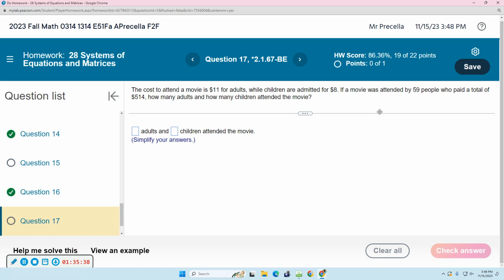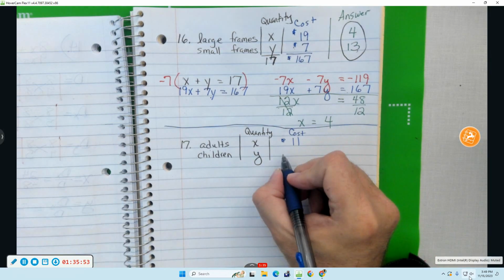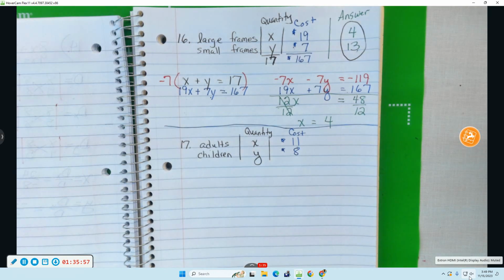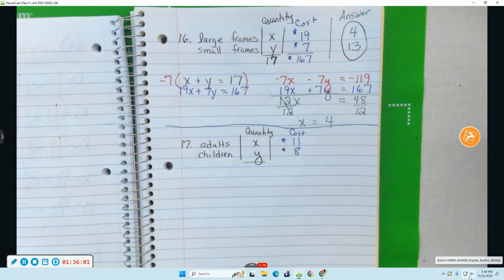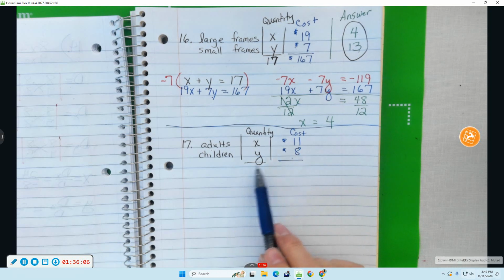Okay. So what are we going to put in my cost column? Well, adults cost $11 each, and the children $8. 11 and 8. Okay. We need some totals. We have two variables, so we need two equations. So these equal lines are for my totals.